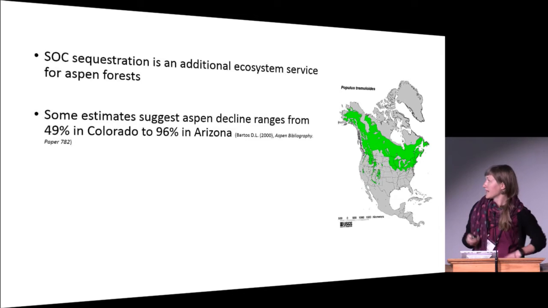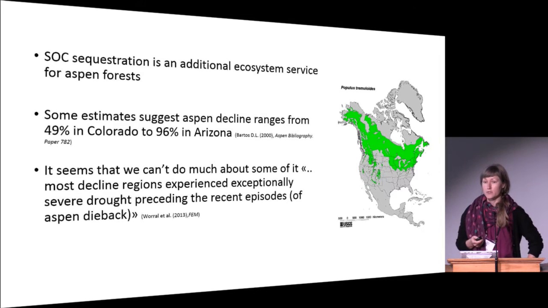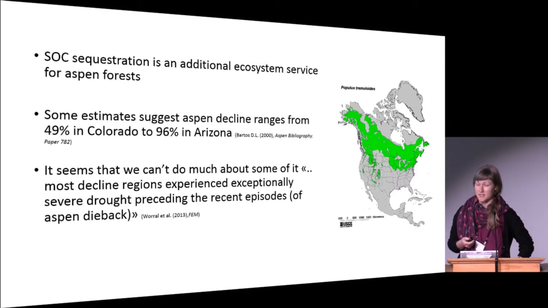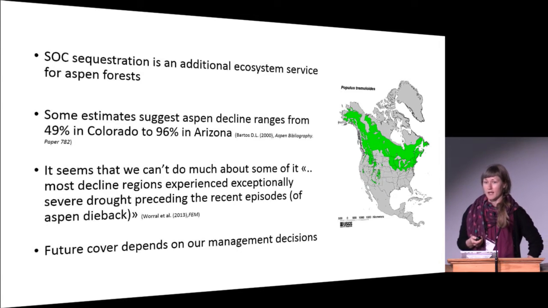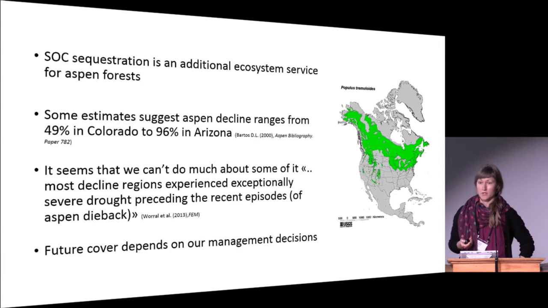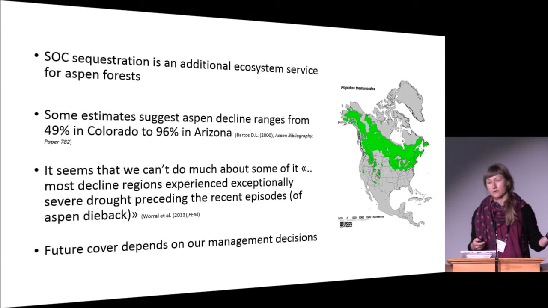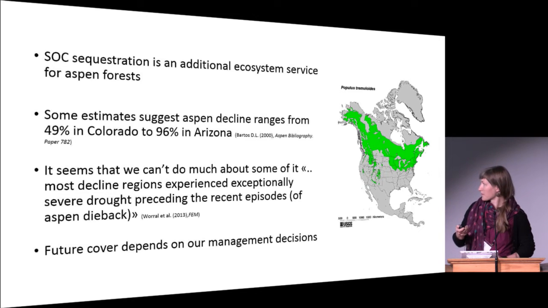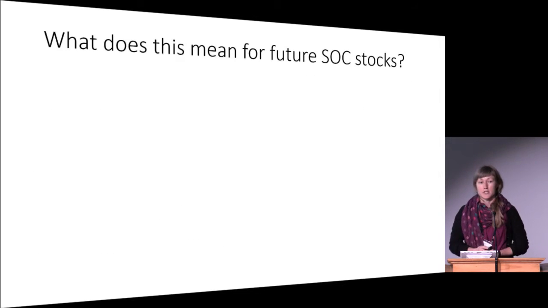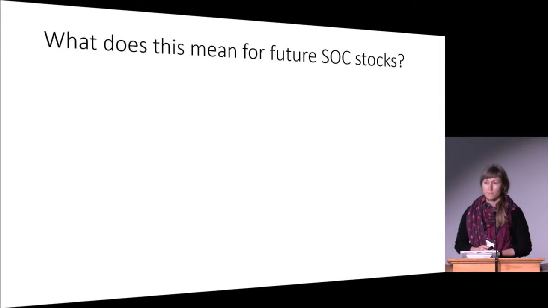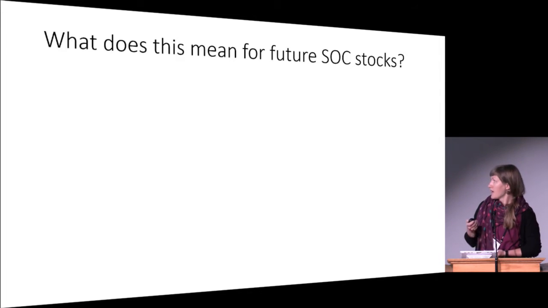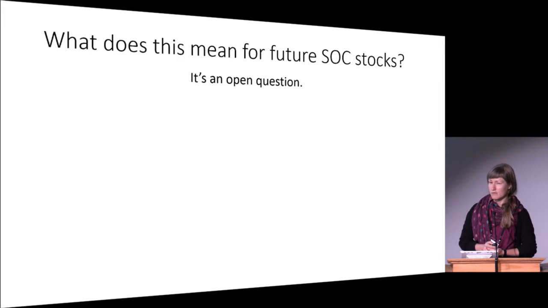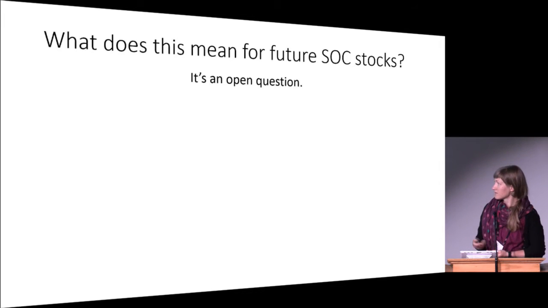But we also know that aspen cover is changing, and we have seen a decrease in that. It seems that in the future, due to changes in climate, we might see more of it. And of course, a lot of it depends on our management decisions, whether we're going to allow conifers to encroach or mimic big disturbances. But if we consider these changes, what would it mean for future soil organic carbon stocks? To be honest, I don't know. I haven't found any study looking into that.